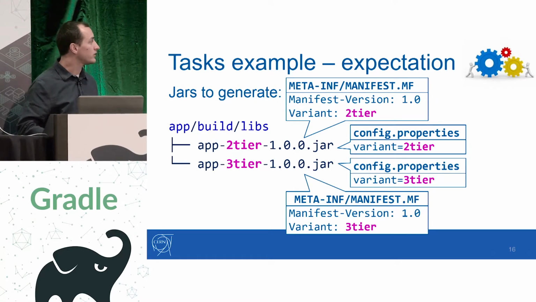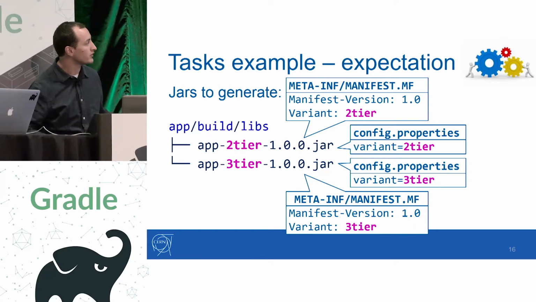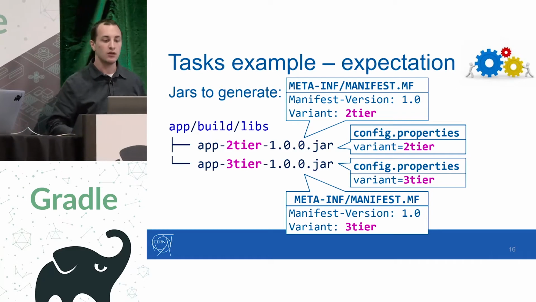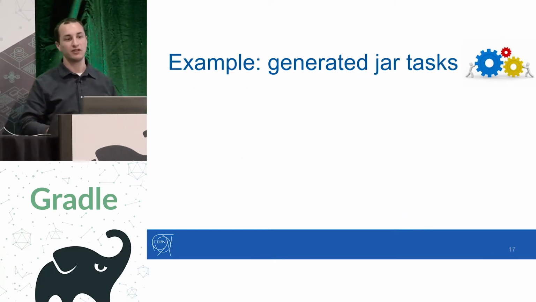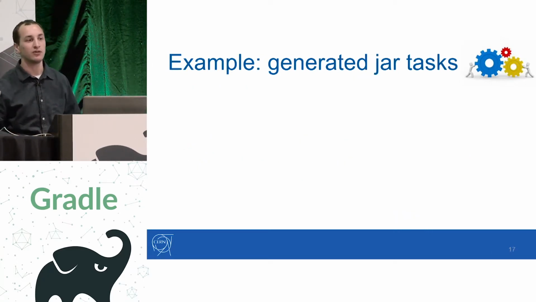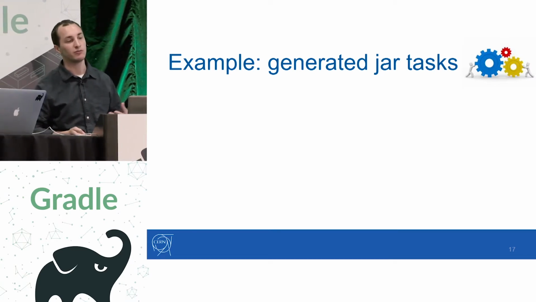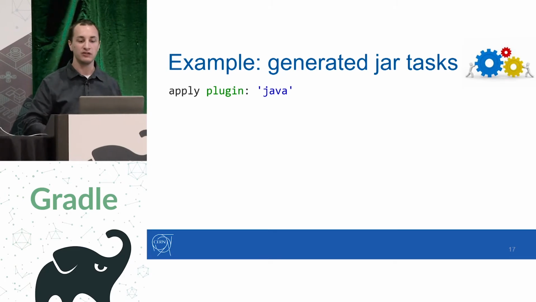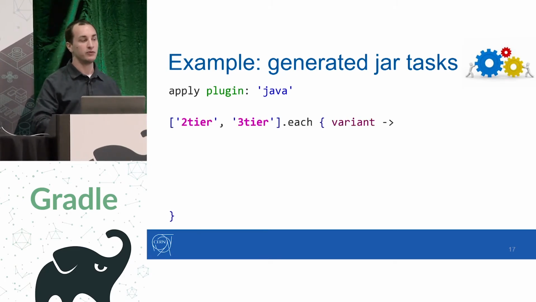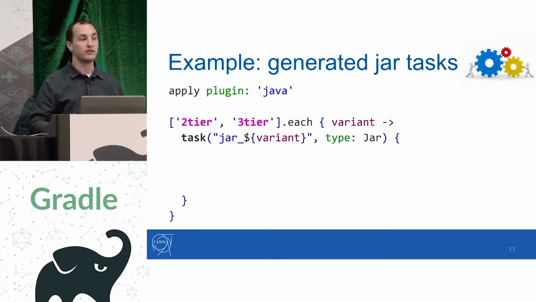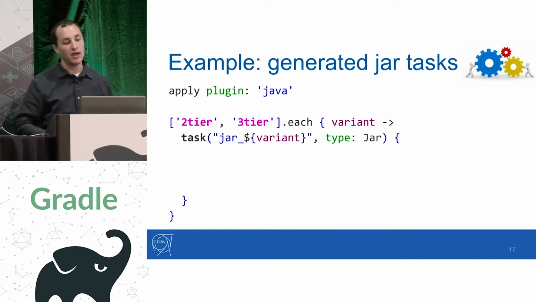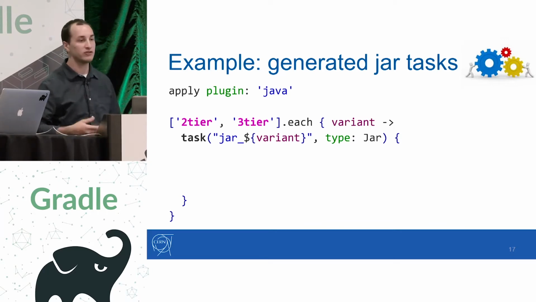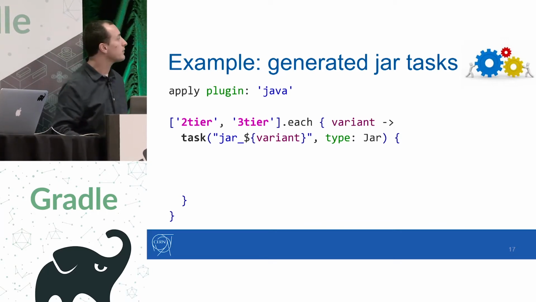And do the same for the three-tier version with the configuration property and with the manifest addition as well. Of course it could be done by copy-pasting one task all over, but we want to do better than that. Let's have the Java plugin applied, and then we can iterate through these variants. For each of them, we can just define a task. By simply specifying the name and the type, you have your task generated on the fly.